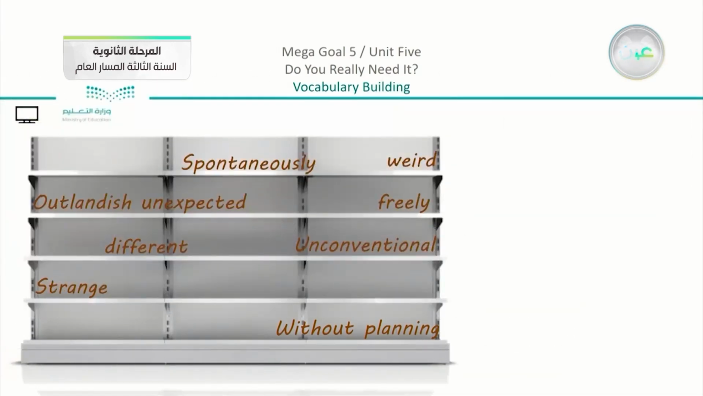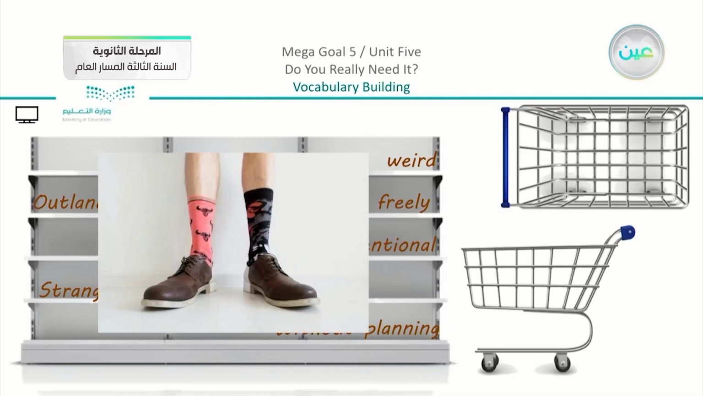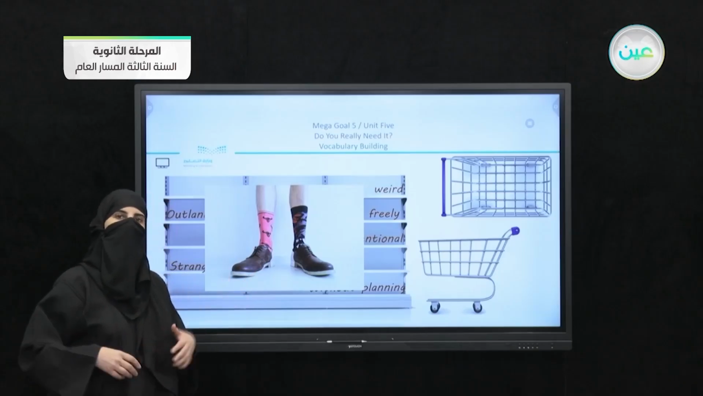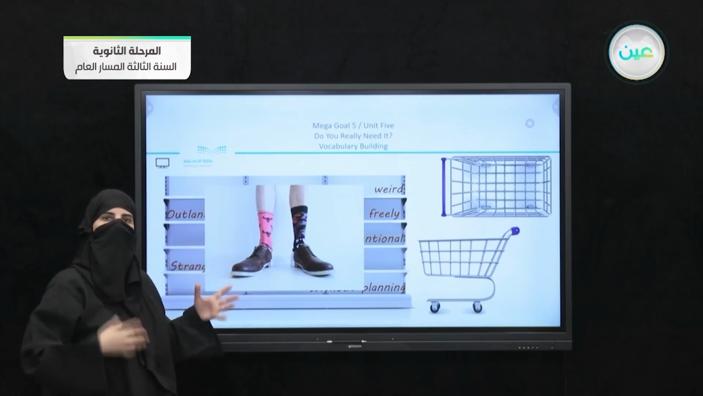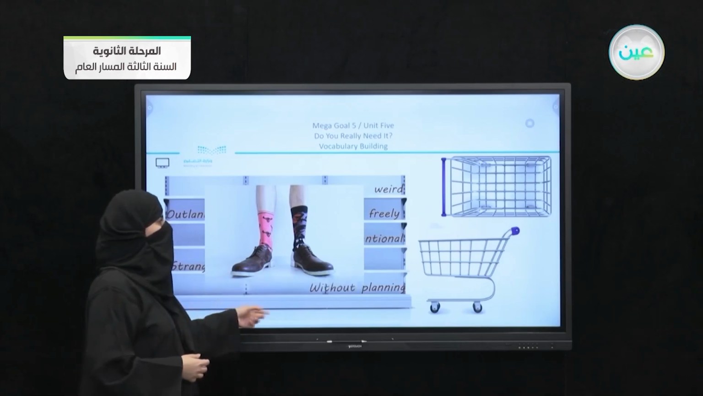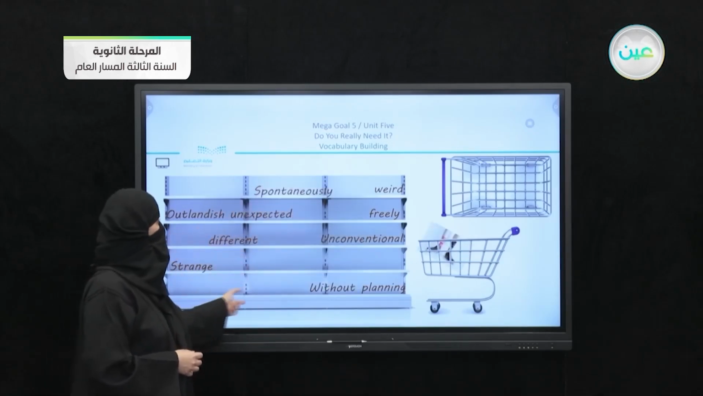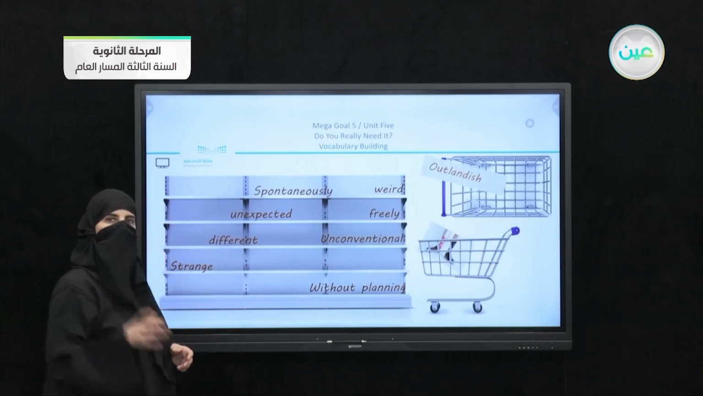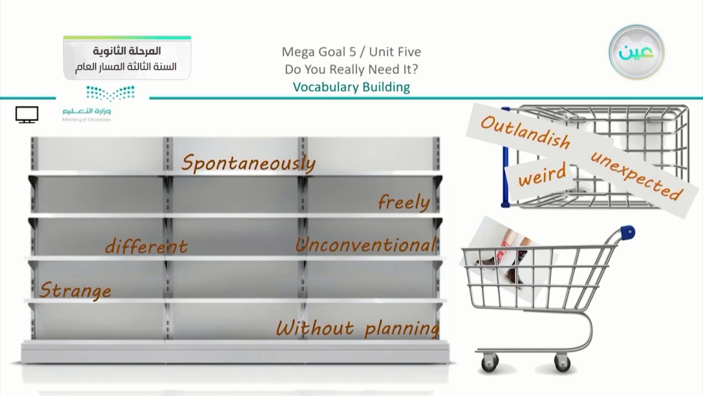Now moving on with our shopping, we can see that we have here also another cart waiting for us. Now we have here these socks and the shoes. Do you remember when we said that if we see someone wearing this kind of clothing here or the different socks that we can see here, now there is a word. You can see the word here. Now we can see in the second shelf that we have here the word outlandish. And very close to the word outlandish, we have here weird. We have also unexpected, and we can also add the word strange.